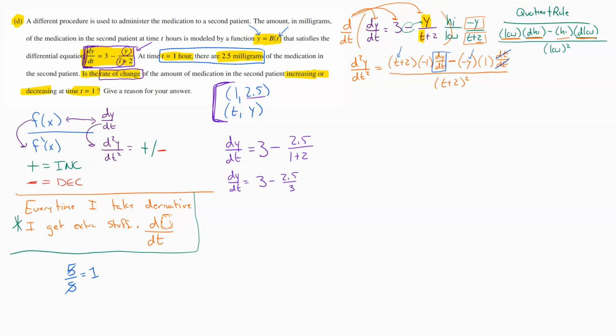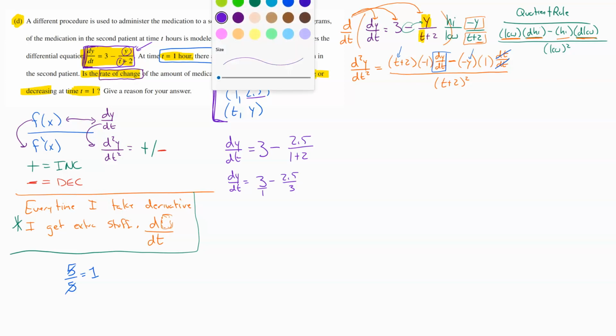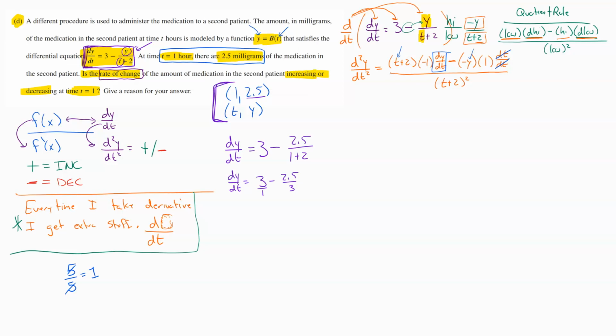And now this is where adding and subtracting of fractions comes in. I need to find a common denominator. So my common denominator on this would be 3. So multiplying the top and the bottom on the left, I would end up with 9 over 3 minus 2.5 over 3. And that's going to get me dy/dt equals 9 minus 2.5, which is 6.5 over 3. So I've got a value for dy/dt, and I've got a value for t and y.